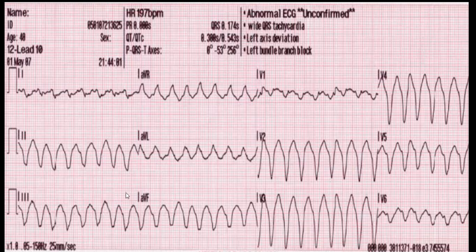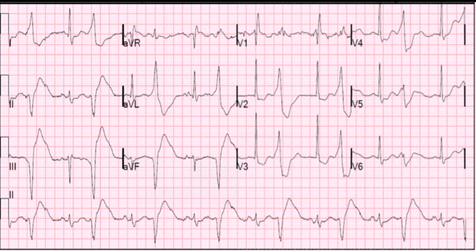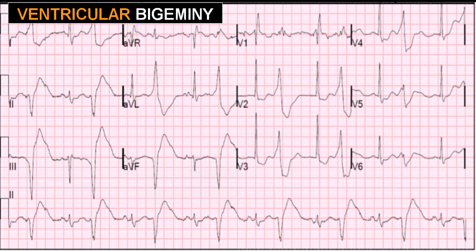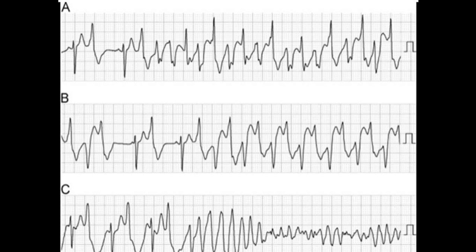In this ECG, you can see a polymorphic... No, this is almost monomorphic. This is a monomorphic ventricular tachycardia. There is no change in the axis. Monomorphic. Here you can see, yes, ventricular bigeminy. Here, yes, this axis is going on changing. This is Torsades De Pointes.